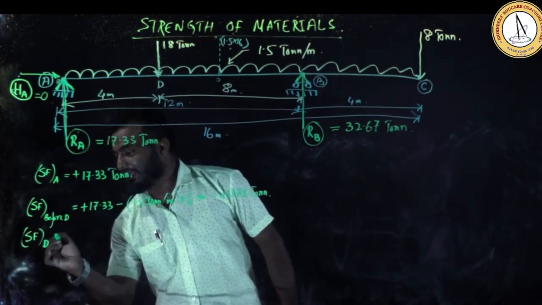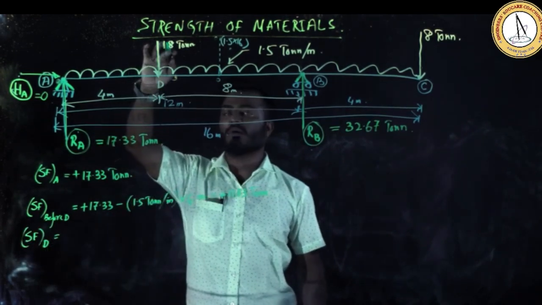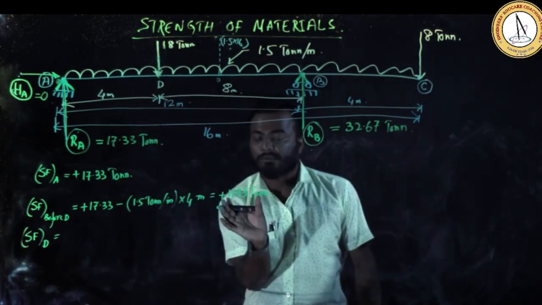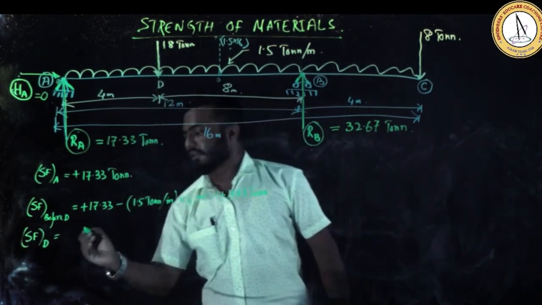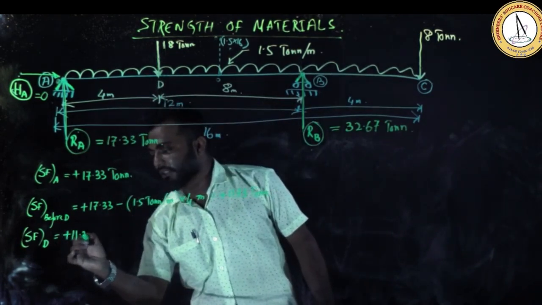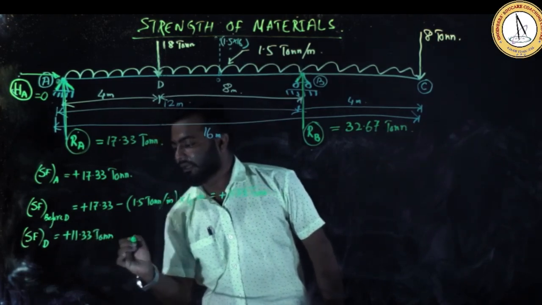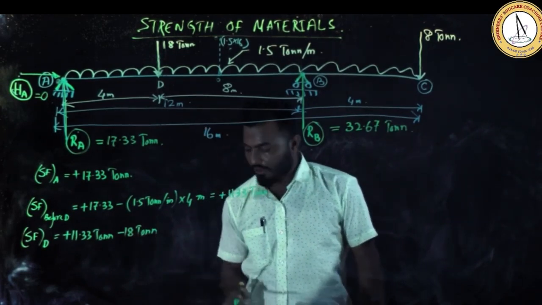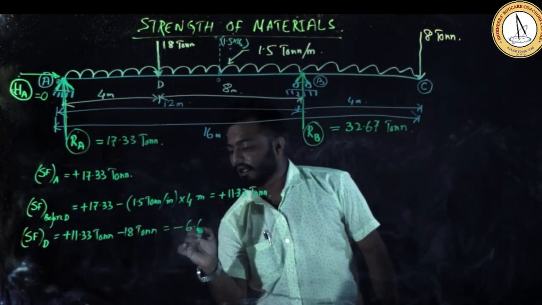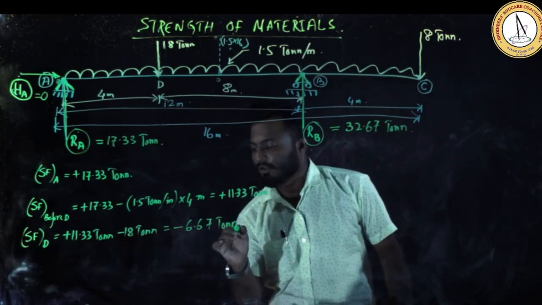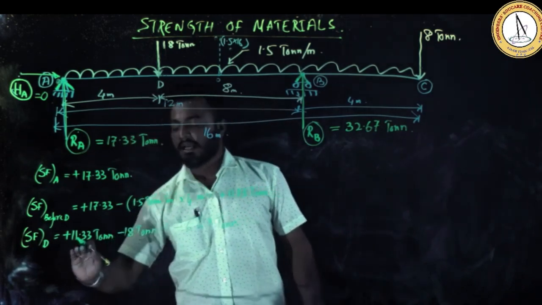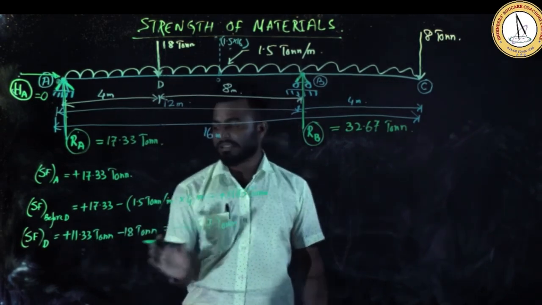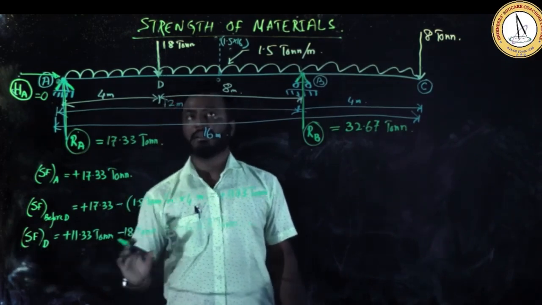Now the shear force exactly at D, where I need to consider this 18 ton downward force. This is downward, and this is the algebraic sum up to just before D, so I need to deduct this 18 ton from here. This is 11.33, the algebraic sum already done, minus 18 ton. If you subtract it, you will get the answer of minus 6.67 ton. This is the algebraic sum of the forces left of the section, the resultant force. So this is the amount of shear force acting at D.